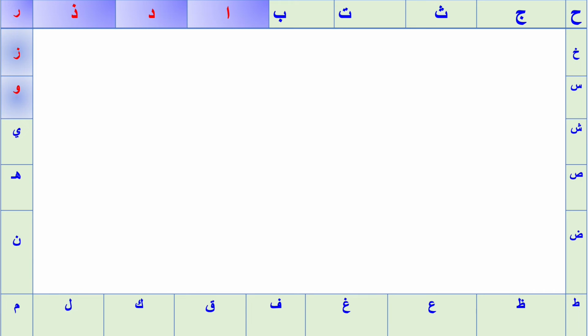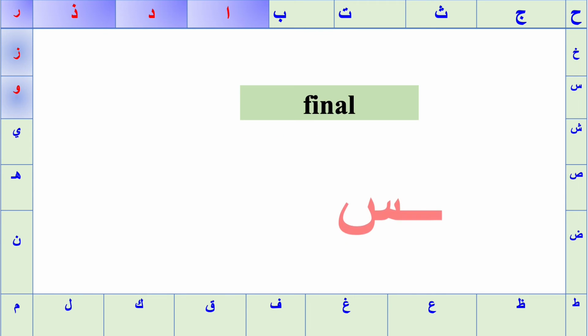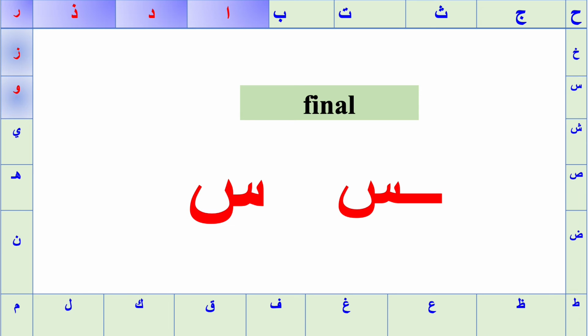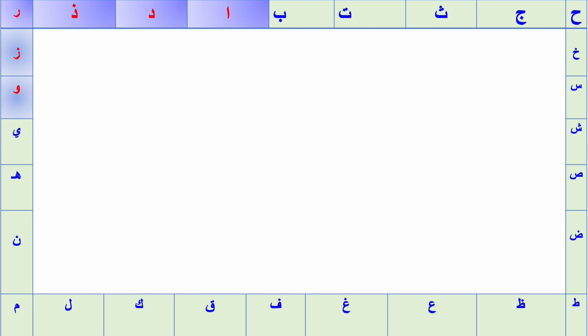Let's now look at the final form or the shape of this letter when it is at the end of the word. We can distinguish two shapes as well. Let's have an example representing the first shape. So we have the word al-shams, where the sin is final. Al-shams means the sun.